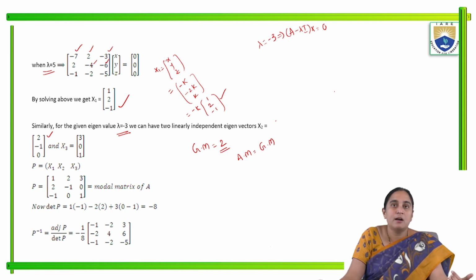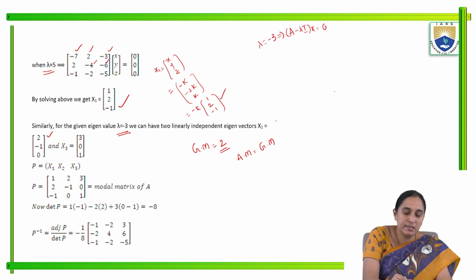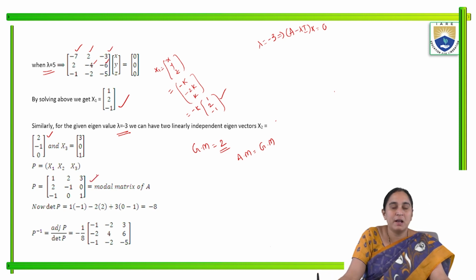That means after getting the eigenvectors, write them as one matrix. That matrix is P, that is 1, 2, minus 1, 2, minus 1, 0, 3, 0, 1. That is the model matrix of A. For that we have to find the determinant of P, that is equal to minus 8. After getting the determinant of P, now we have to find P inverse. What about the P inverse? Adjoint P by det P.